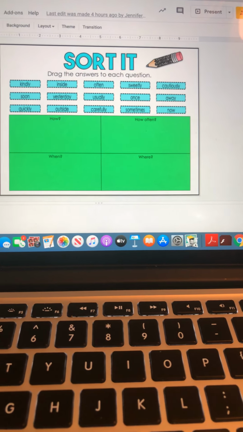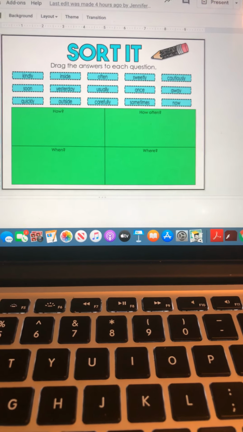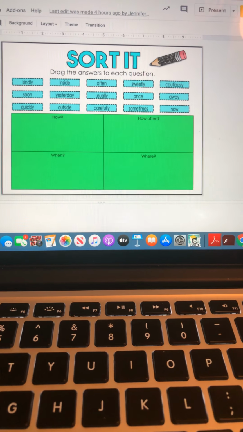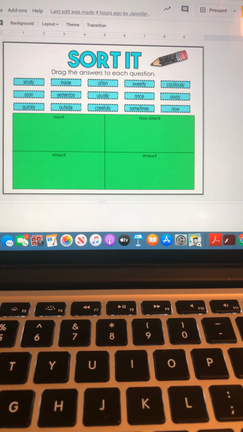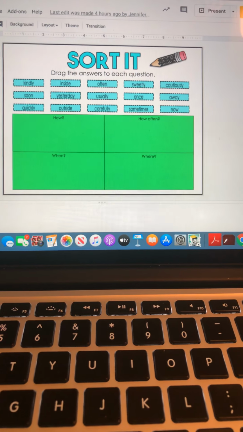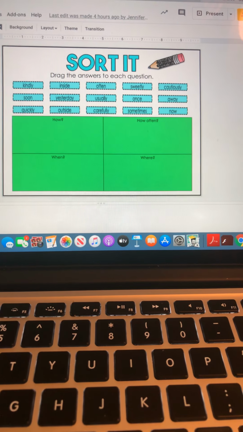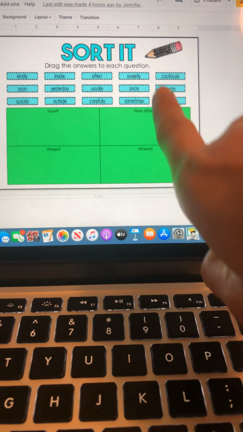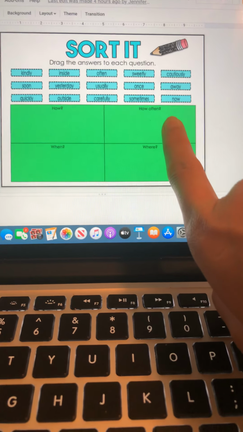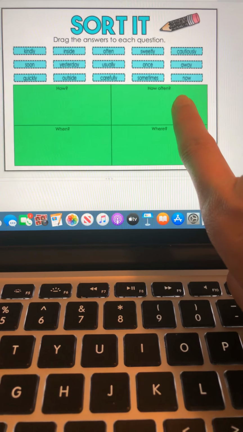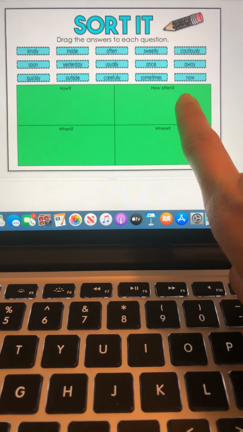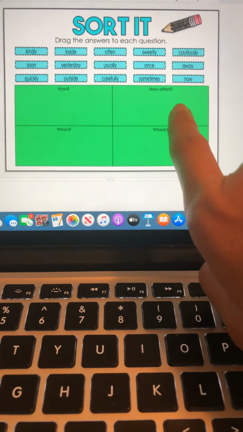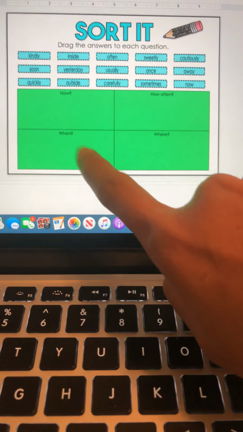And I'm going to go through and give y'all an example. So for how, if I said that I petted the cat softly, how did I pet the cat? Softly. For the next box, for how often, I eat breakfast every day. So how often do I eat breakfast? Every day would be the adverb.